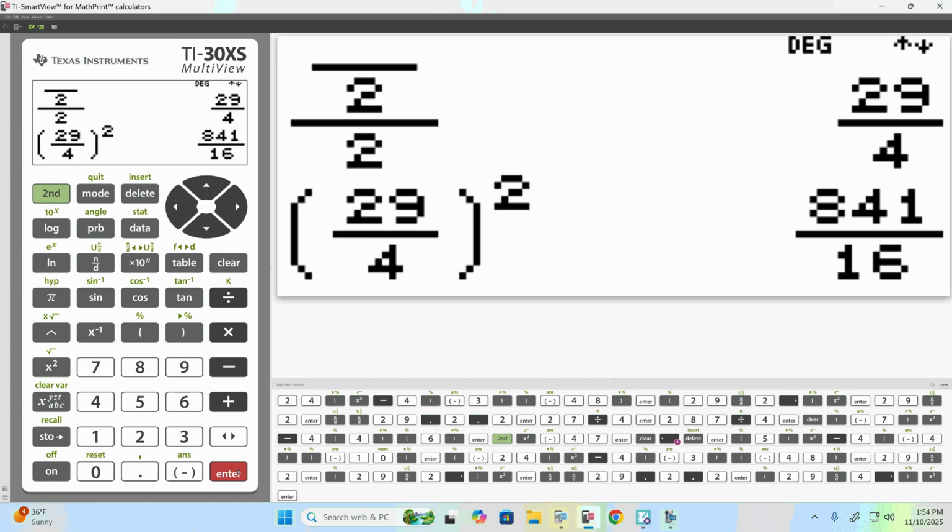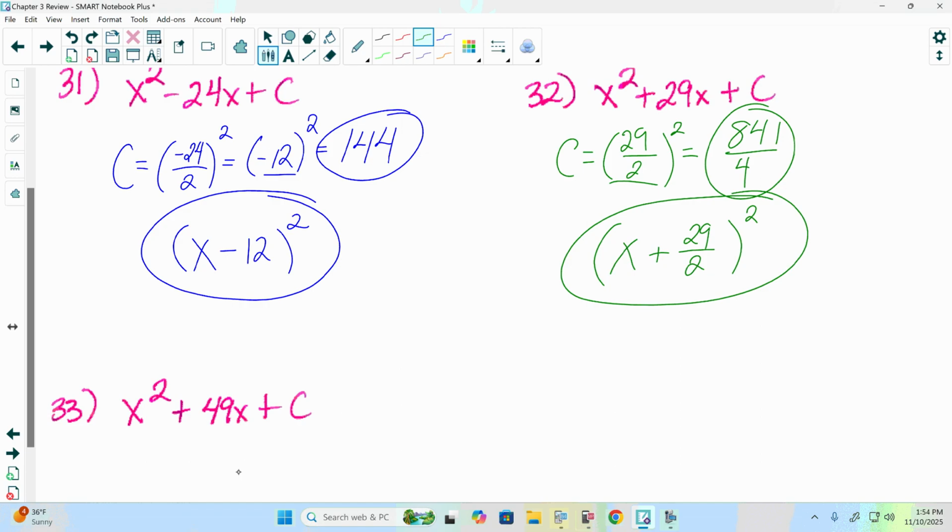Also, the value of c will always be positive because we're multiplying it by itself. We're squaring it. Square a negative number, it's going to be positive. Square a positive number, it stays positive. That value of c should always be positive. What's inside the parentheses before we square it can be positive, it can be negative. But our final value of c, the actual value of c, is always positive.